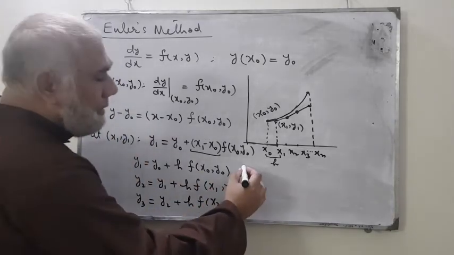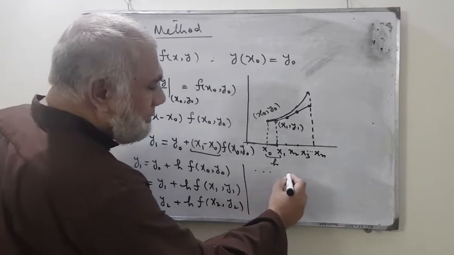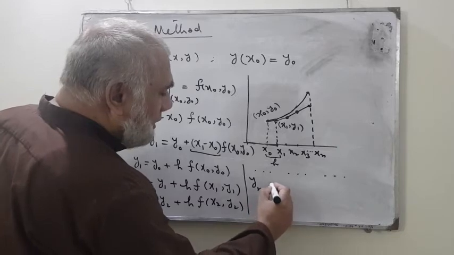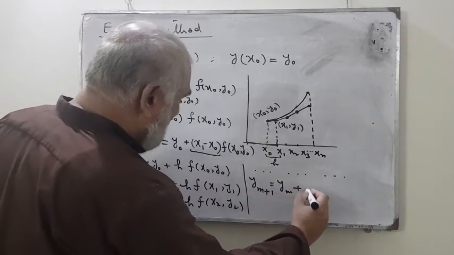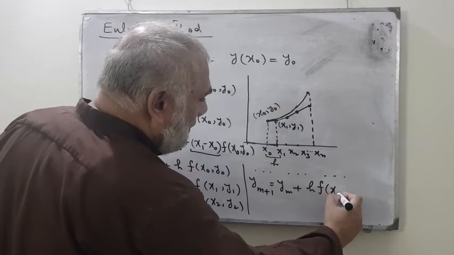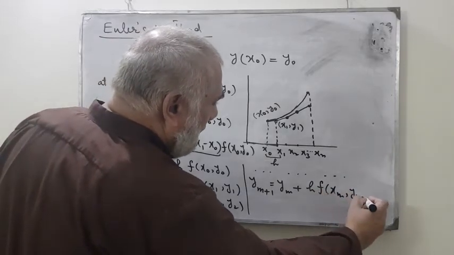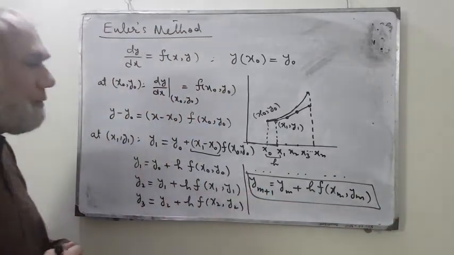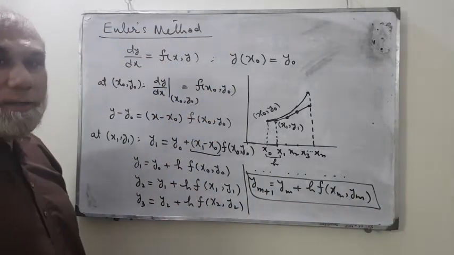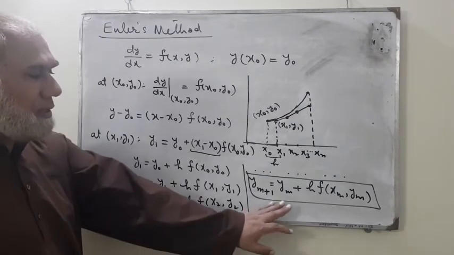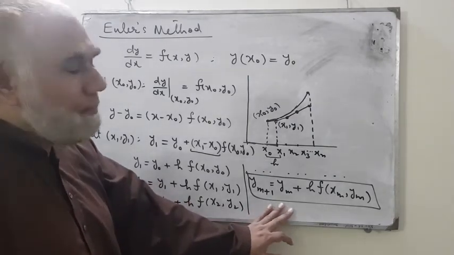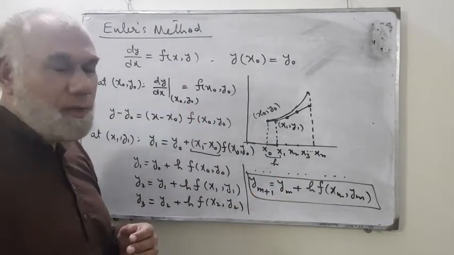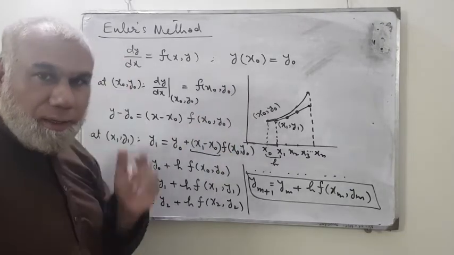Now if we keep proceeding along the same lines, we can generalize it in the form y(m+1) equals ym plus h times f of xm and ym. So this becomes your first formula, which is known as Euler's method formula. This is the formula we can use in order to approximate the solutions of first order differential equations along with the initial conditions.